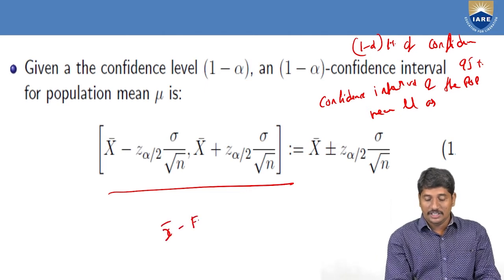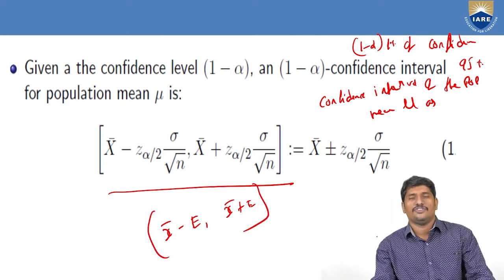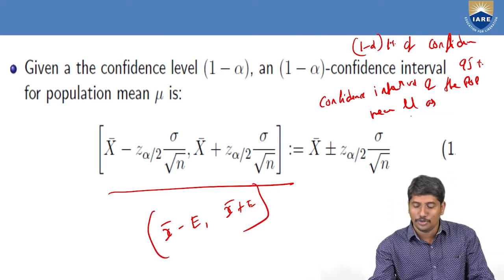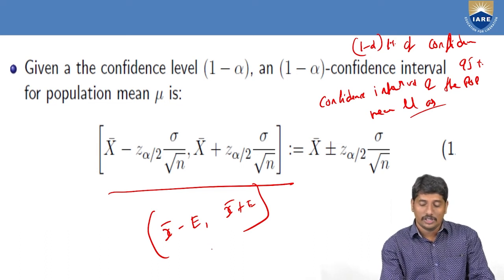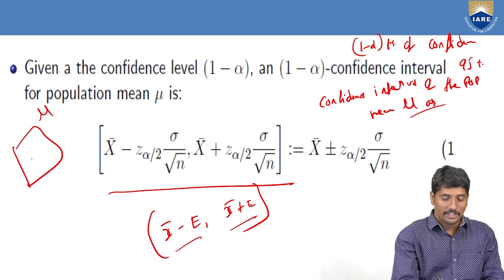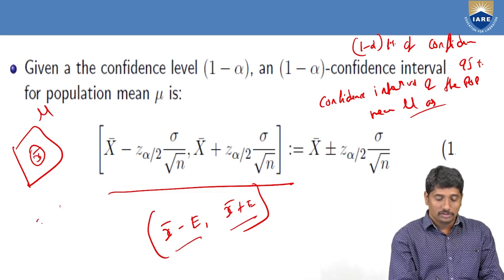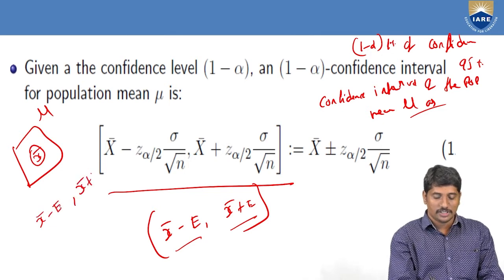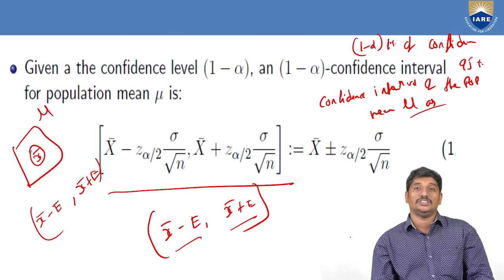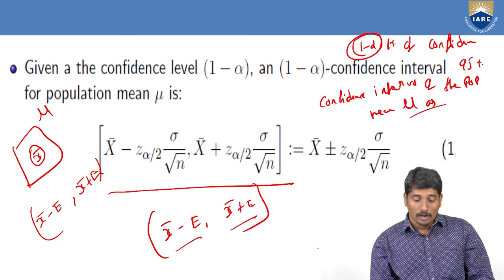x bar minus e and x bar plus e. That means we are expressing the population mu as an interval where the mu value will lie between x bar minus e and x bar plus e. That means when we are trying to estimate mu with the help of sampling in x bar, mu will fall within an error e, that is x bar minus e to x bar plus e. So the range of mu will be x bar minus e and x bar plus e with the confidence probability 1 minus alpha.